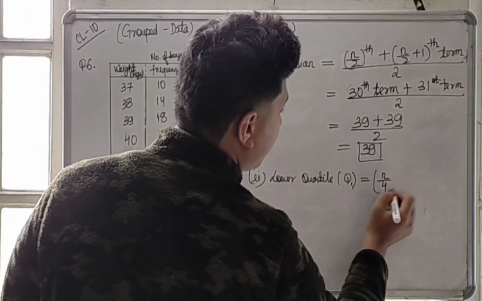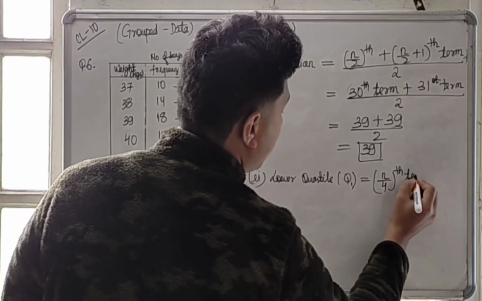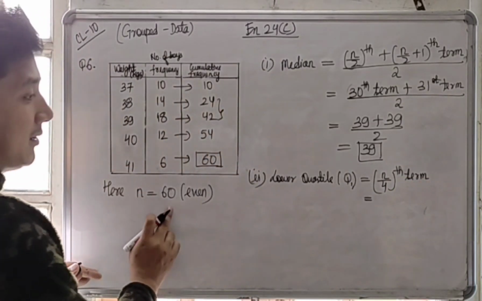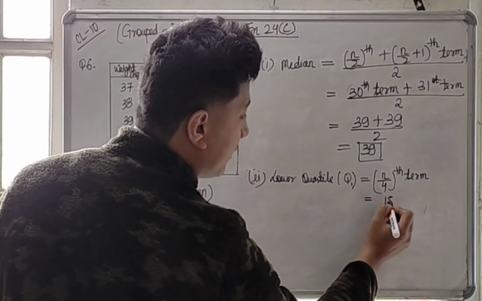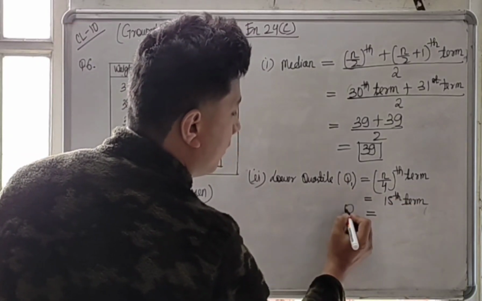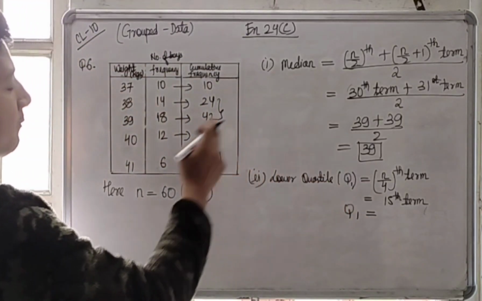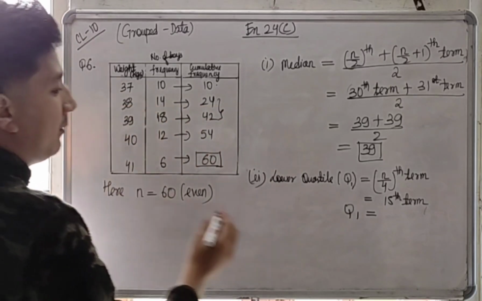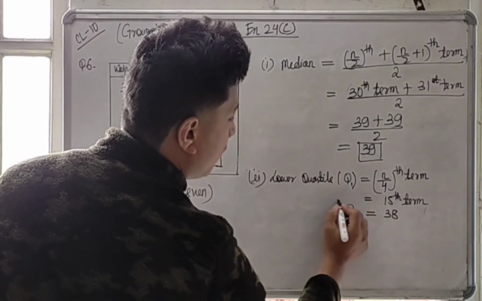The (n by 4)th term. So now what is n? Please tell me what is n. N is 60. 60 by 4 means, is it the 15th term? 15th term. So what is the value for Q1? Q1 is the 15th term. So the 15th term lies in between 10 and 24. So hence it is going to be 38. So the value for Q1 is 38.